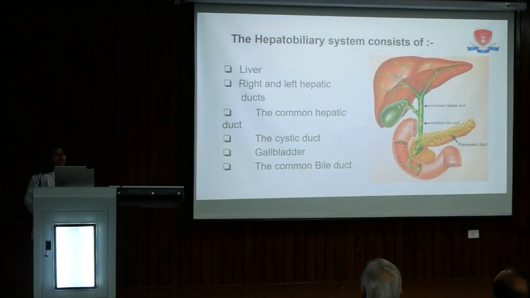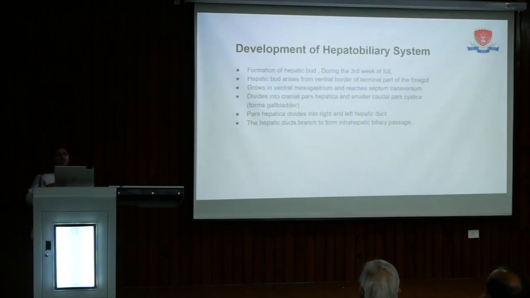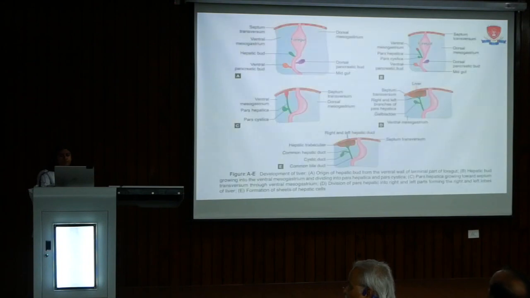Coming on to the anatomy of the hepatobiliary system, which consists of the liver, right hepatic duct, left hepatic duct, common hepatic duct, gallbladder, cystic duct, and common bile duct. Coming on to the development of the hepatobiliary system, which starts during the 3rd week of intrauterine life.